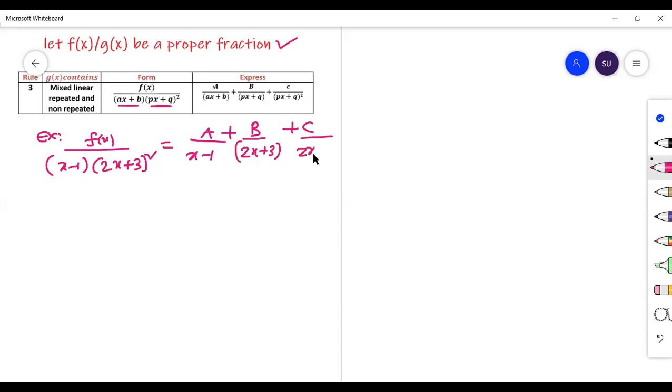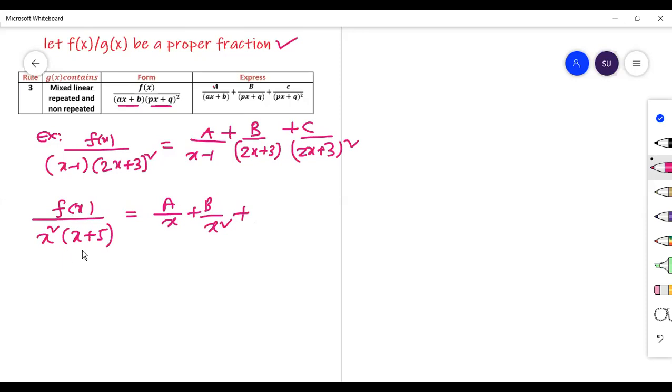Next again, (2x + 3) whole square. I think it is okay. Next, another example, something like x square into (x + 5). Okay, x is linear, how many times is it repeated? Two times, so write down A by x plus B by x square. This is repeated, that is over. Next, one more is there, x plus 5. For that, write down C by (x + 5).